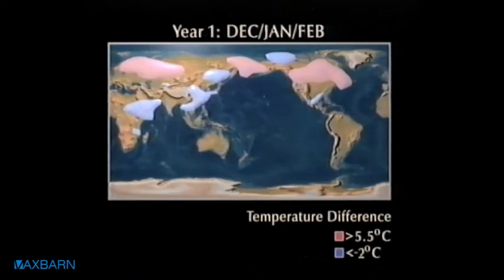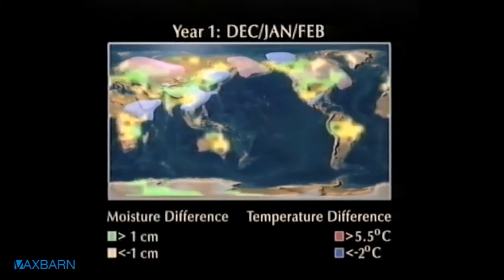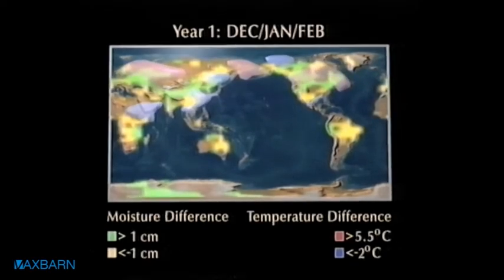By the end of the first year, the distribution of the surface temperature difference shows no trend beyond what we'd expect from pure chance. The same holds true for the soil moisture difference. No special significance should be attached to the changes in surface conditions at this time.